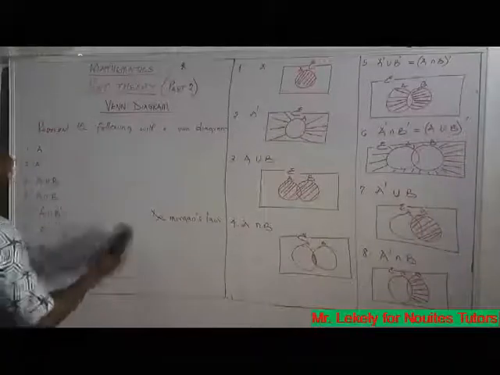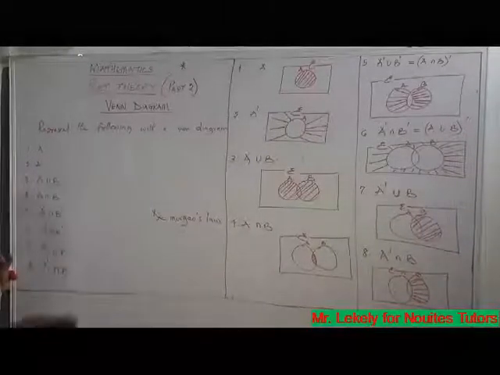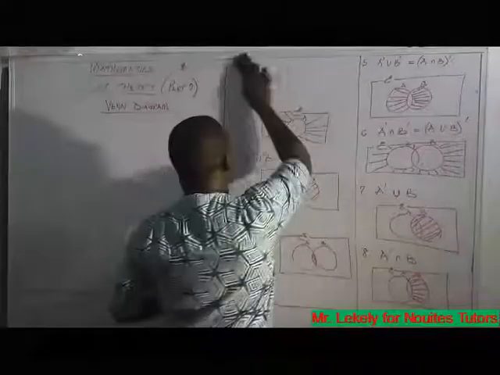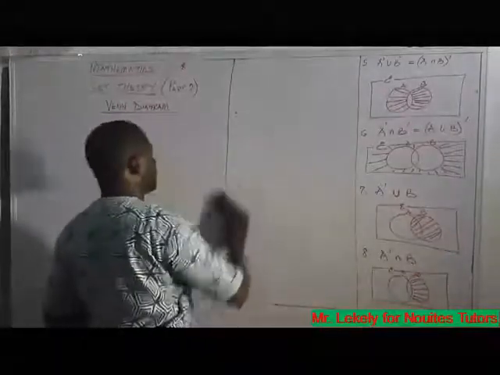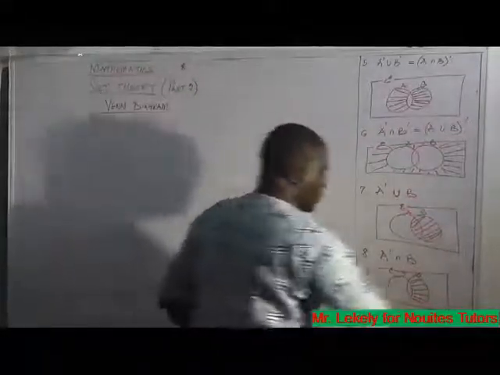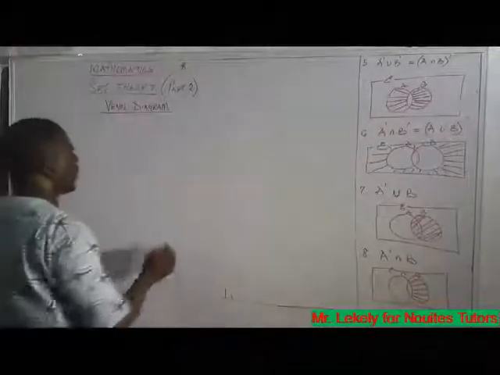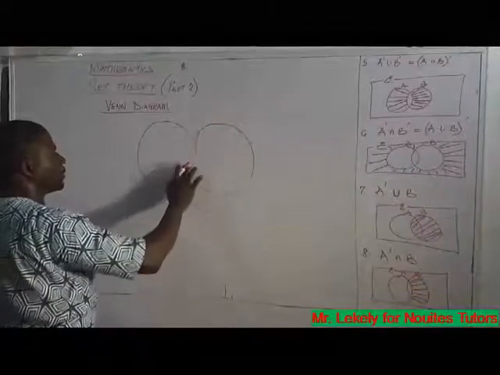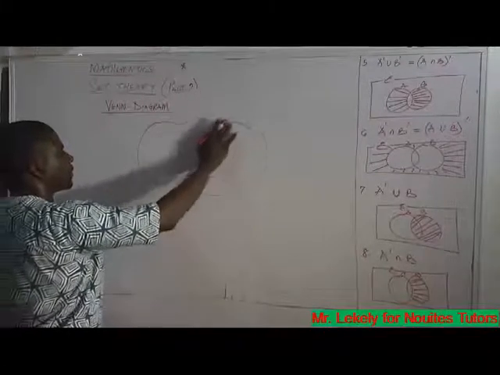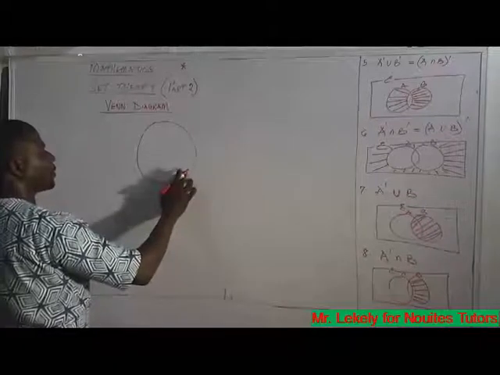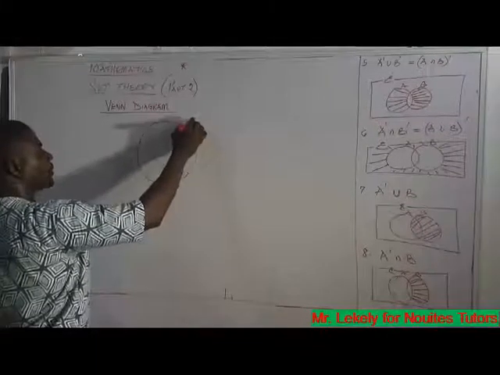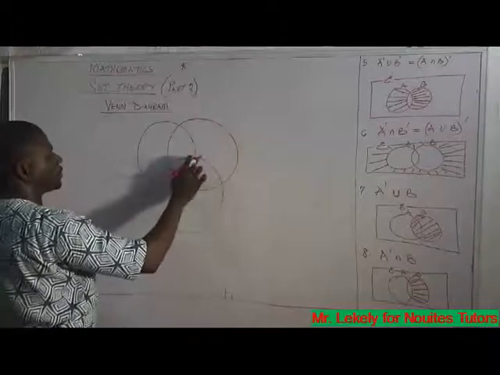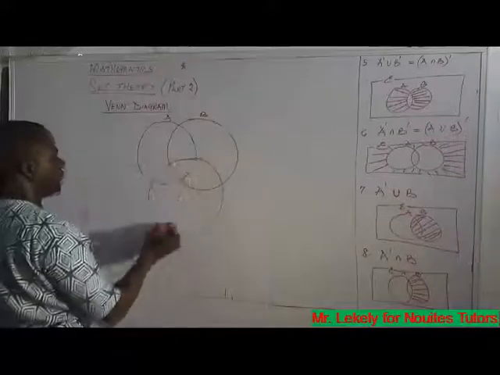Now let's look at a situation where you have 3 sets. How do you do the Venn diagram for 3 sets? Now, we're going to do that together. I'm going to draw a big, look at this. So let's say this is set A, set B, and set C.